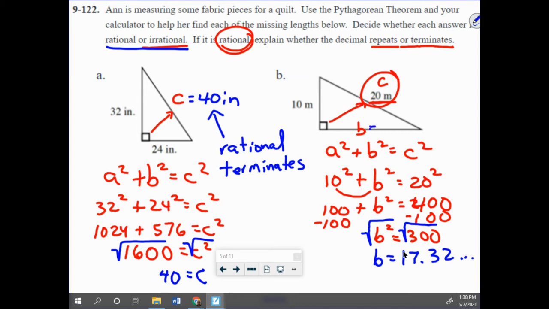So that's my answer, 17.32 meters. Tell me you didn't finish there, right? Because we have to say if it's rational or irrational. This is irrational because the answer you should have gotten in your calculator was 17.320500808. Now, you could argue that at the end it seemed like it was repeating, but we just didn't have all the information at the end, so therefore we can assume it's probably irrational.